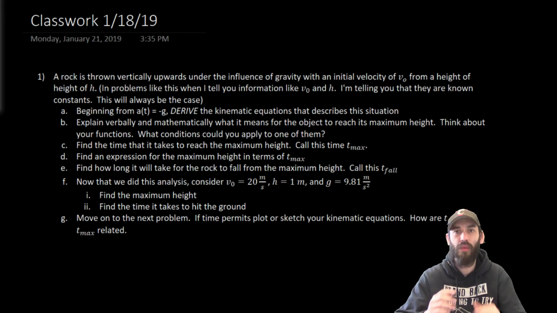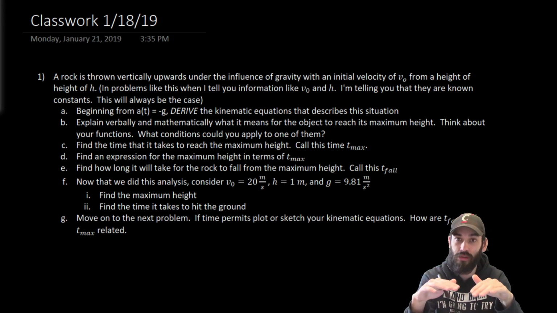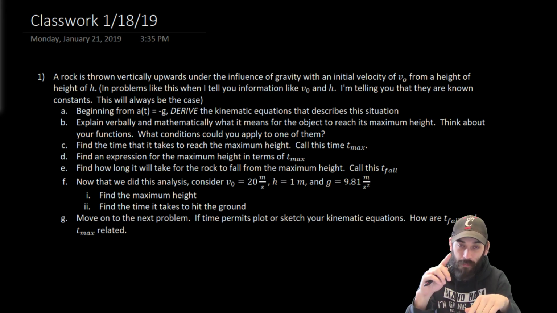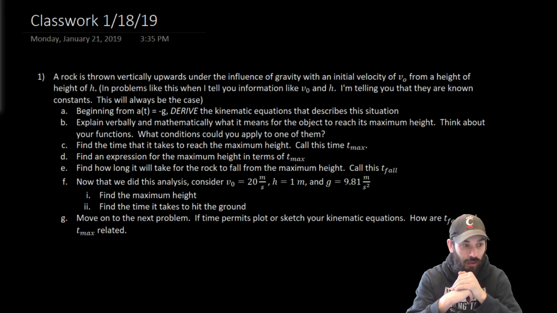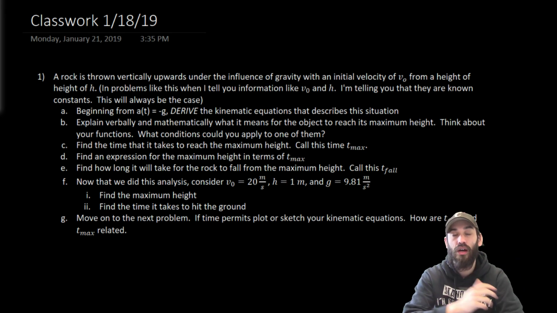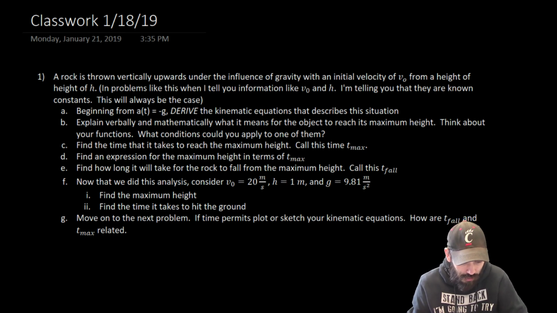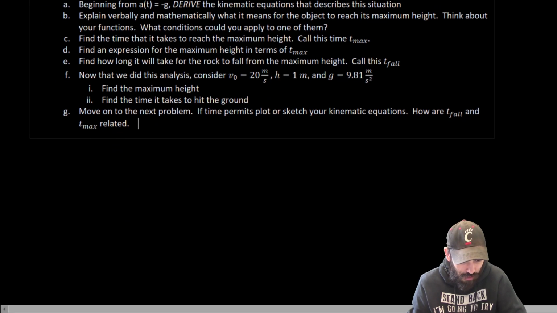So in this problem, what you're told is you have a rock and you're throwing the rock directly upwards and you're at some height of h above the ground. You throw it up with some initial velocity v0. And what we want to do is start from the acceleration being given as minus g, where g is the acceleration due to gravity. We want to derive the kinematic equations that describe the situation. Okay, so let's go ahead and get on into it.